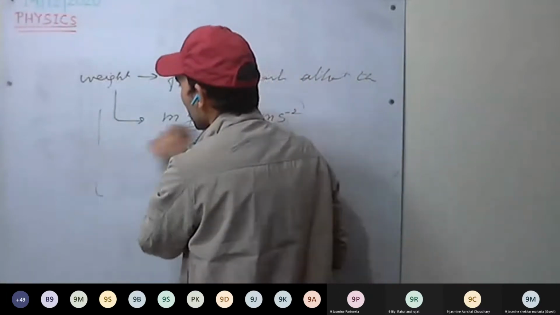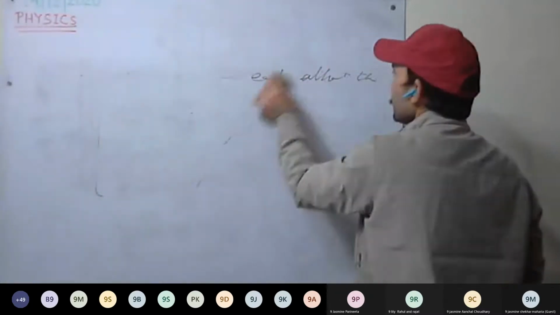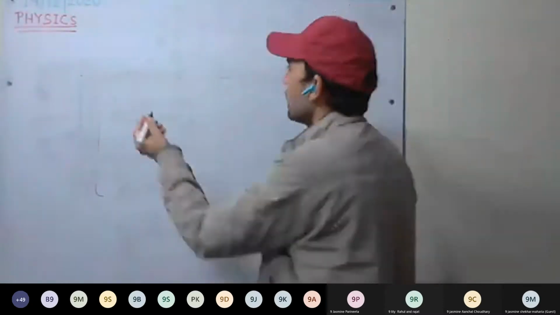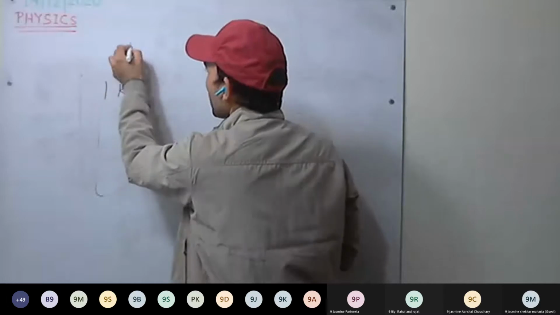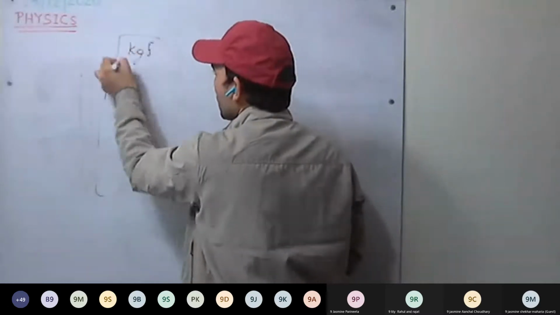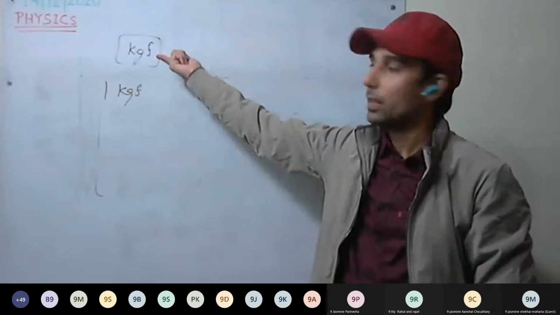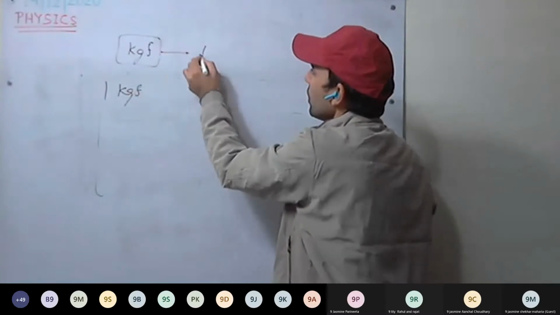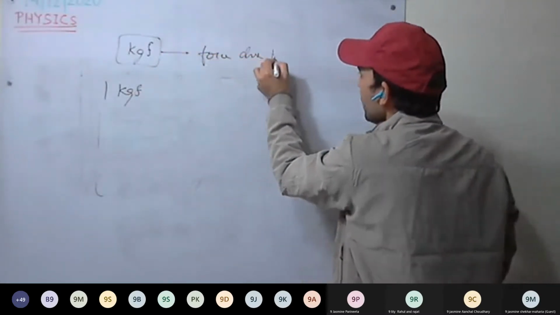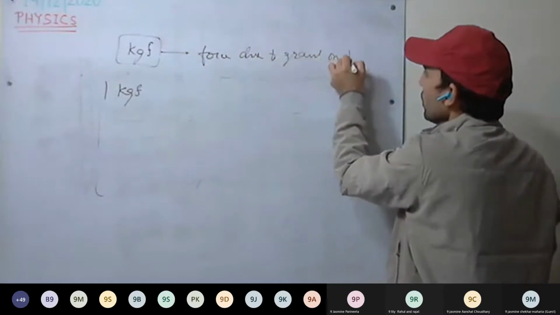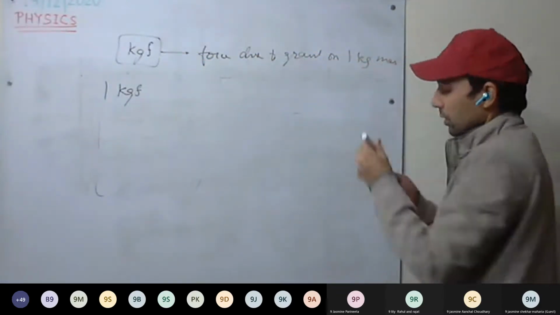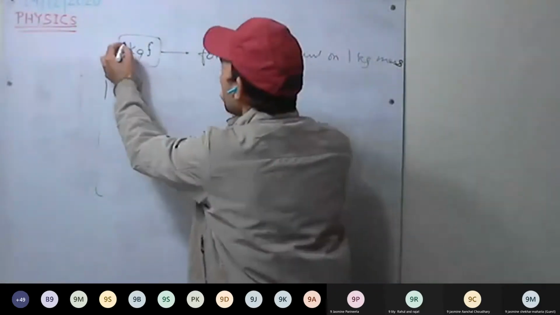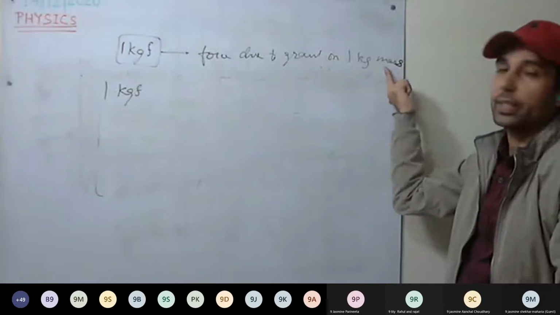There is one more unit, the gravitational unit. In the MKS system, there is one more unit, the gravitational unit of weight. And how is it denoted? 1 kgf. So its unit in MKS is kgf, kilogram force. It is the force due to gravity on 1 kg mass. So 1 kgf is the force due to gravity on 1 kg mass.